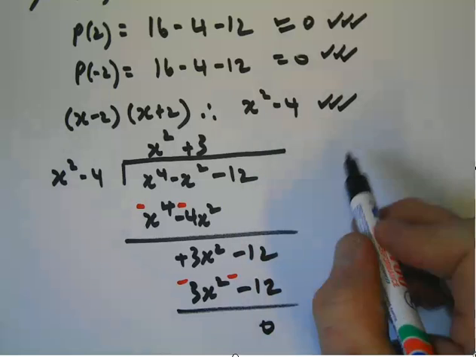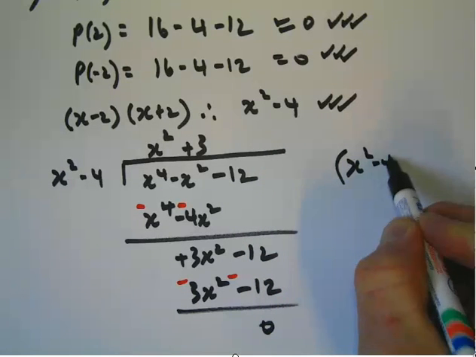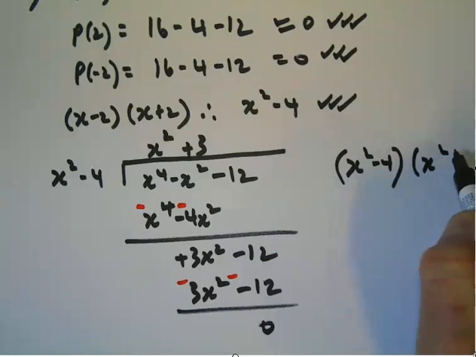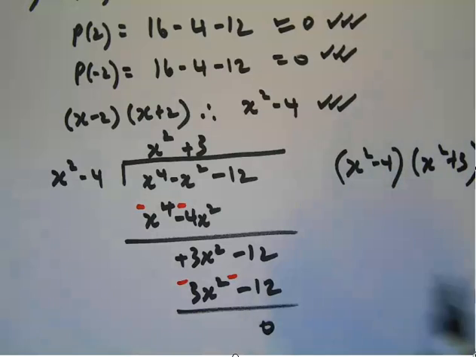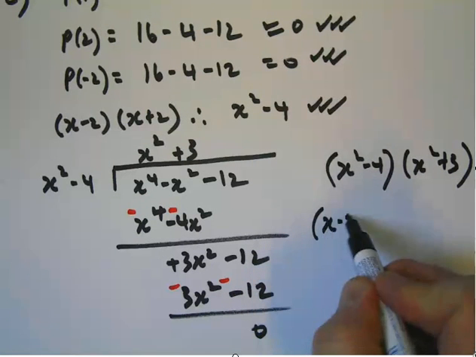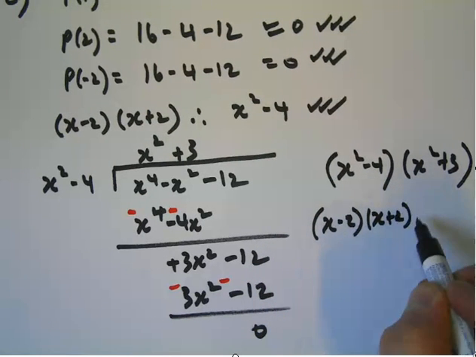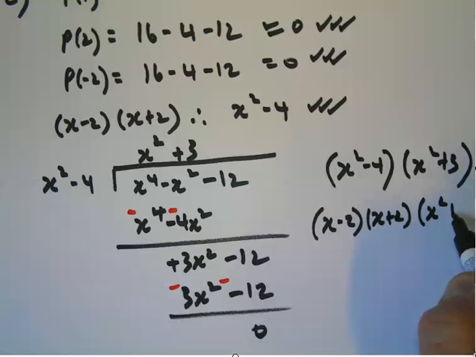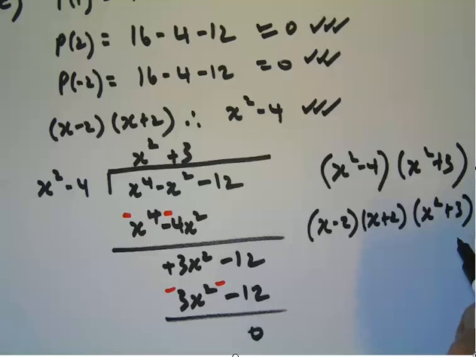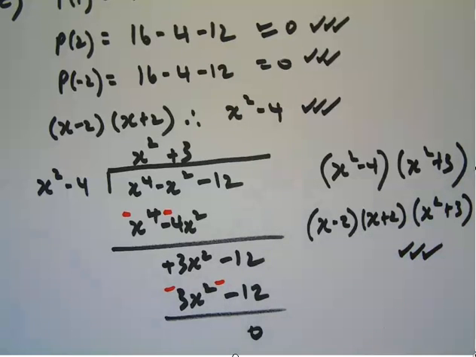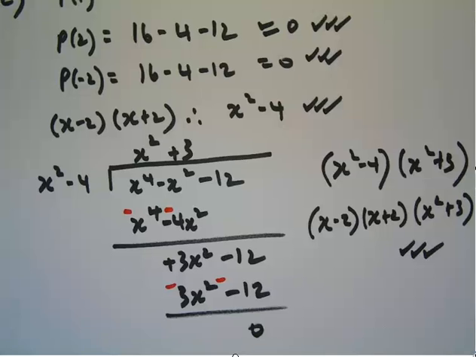Therefore I have the factors x squared minus 4, x squared plus 3, which is x minus 2, x plus 2, x squared plus 3. That last factor can't be factorised. So that's Part C. Part D says do a substitution for x squared.